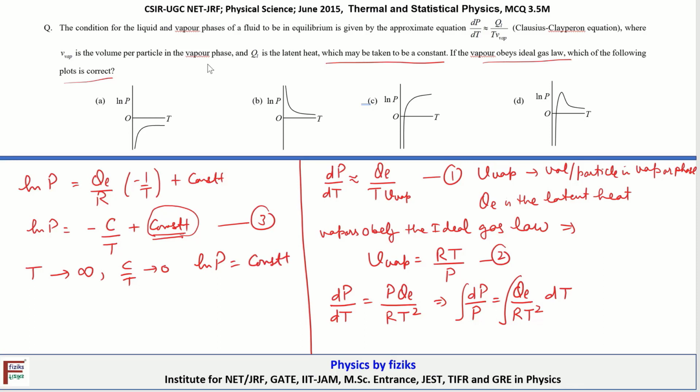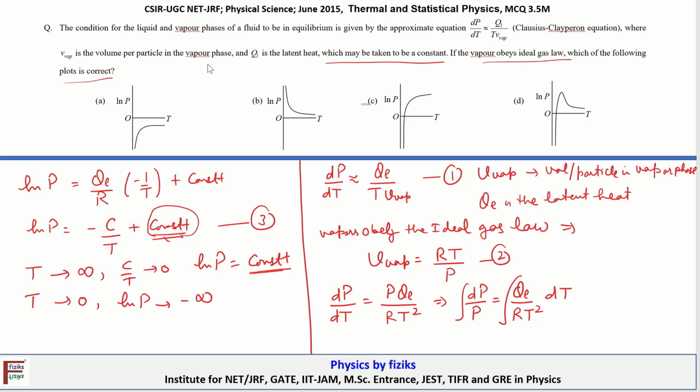But remember that we can determine this constant of integration only from some given condition, and it's possible that it could be a positive quantity or a negative quantity. We are not sure about it. In the second case, when temperature approaches 0, ln P will approach minus infinity.